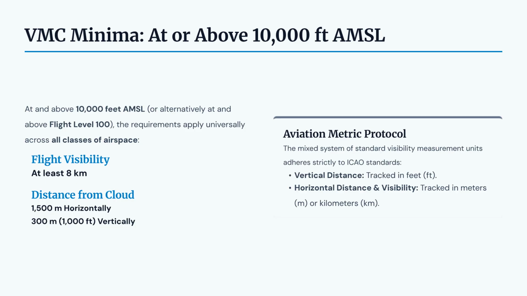At or above 10,000 feet AMSL, VMC minima universally requires 8 kilometers flight visibility. Cloud separation must be 1,500 meters horizontally and 300 meters vertically. The ICAO standard uses feet for vertical distance and meters or kilometers for horizontal distance and visibility. Think of the lowercase letter f for feet being tall, hence indicating height or altitude, while the letter m for meters is long and short, indicating distances.